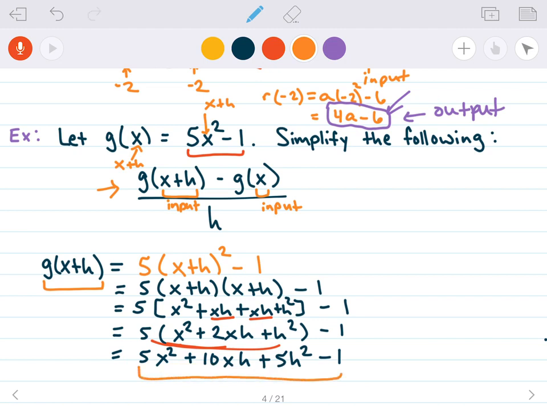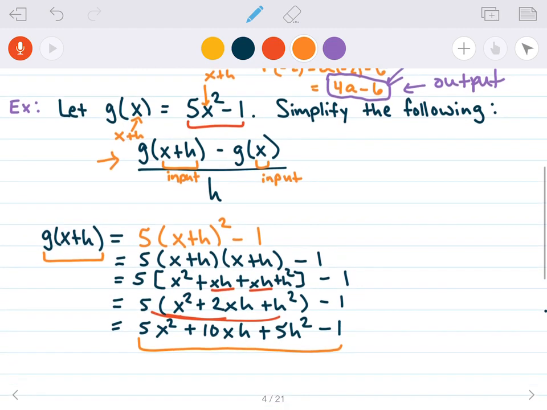Okay, so g of x, we're simply putting x into our rule, which is already done for us, right? So for g of x, we don't have to really do anything crazy. Our input is x, and we're putting x into our rule, which is already done. So it's just 5x squared minus 1, and nothing else can be done here. So this is our g of x.